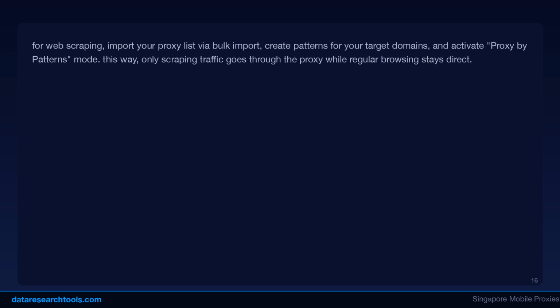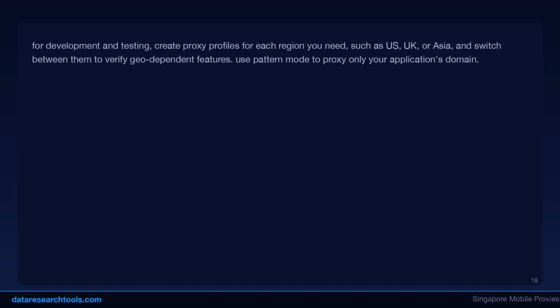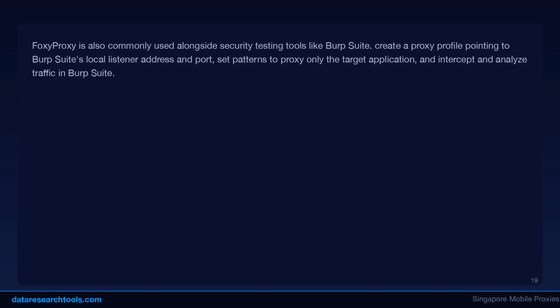For web scraping, import your proxy list via bulk import, create patterns for your target domains, and activate Proxy by Patterns mode. This way, only scraping traffic goes through the proxy, while regular browsing stays direct. For privacy and anonymity, add your proxy as a profile and select it as the active proxy rather than using pattern mode. All Firefox traffic then routes through the proxy. For development and testing, create proxy profiles for each region you need, such as US, UK, or Asia, and switch between them to verify geo-dependent features. Use pattern mode to proxy only your application's domain.